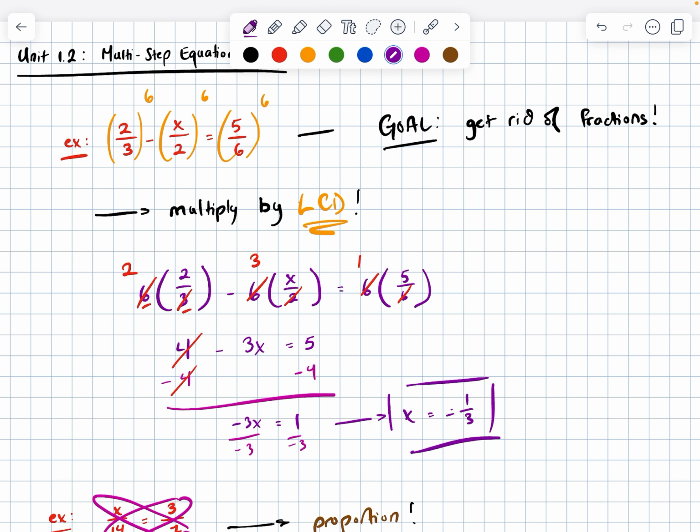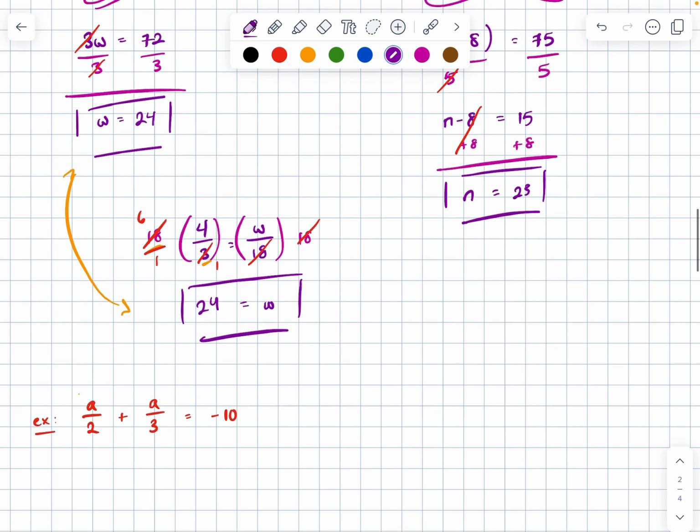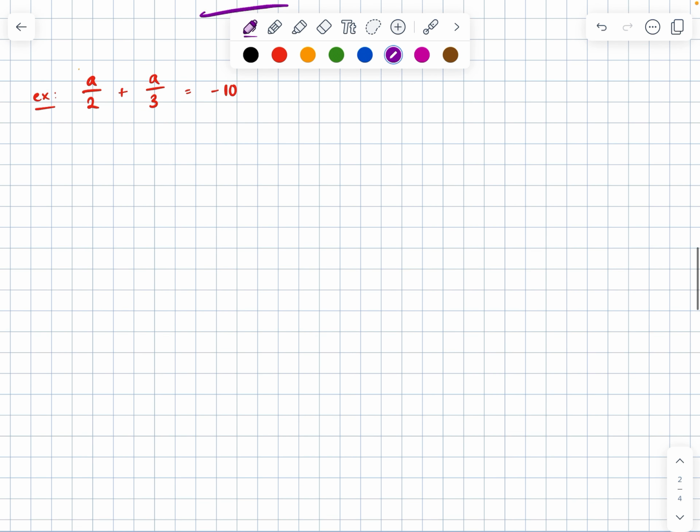Cool. If you don't believe me, check. Take that negative 1/3, plug it right back in for x. You should find that it does indeed make this equation true. Okay, one more for the road. Let's do one last one together, and then we'll talk a little bit more in class tomorrow.